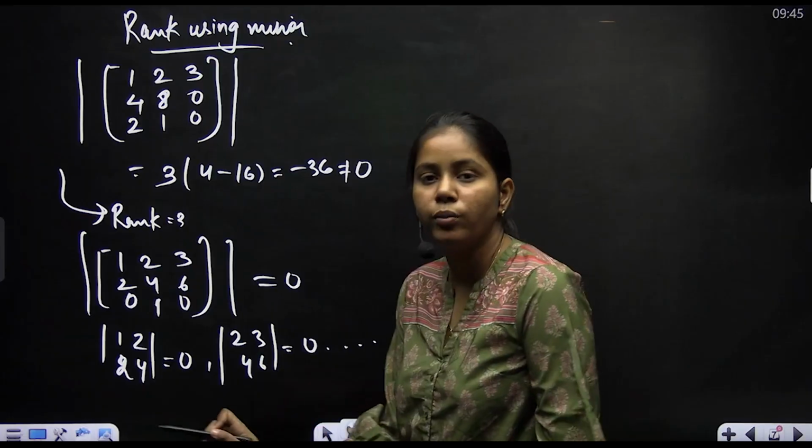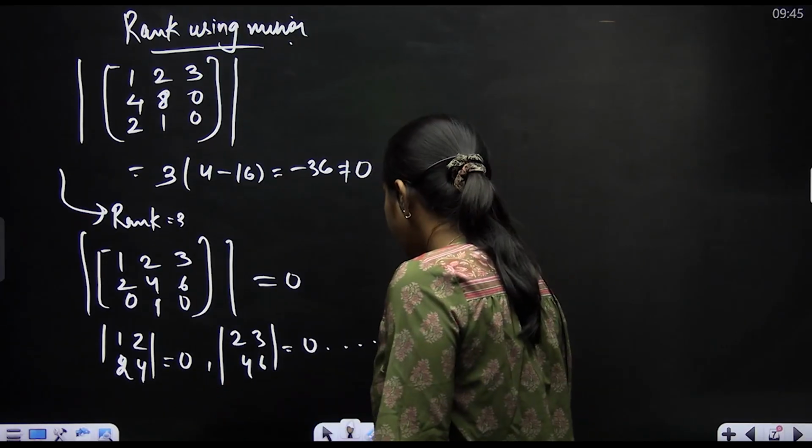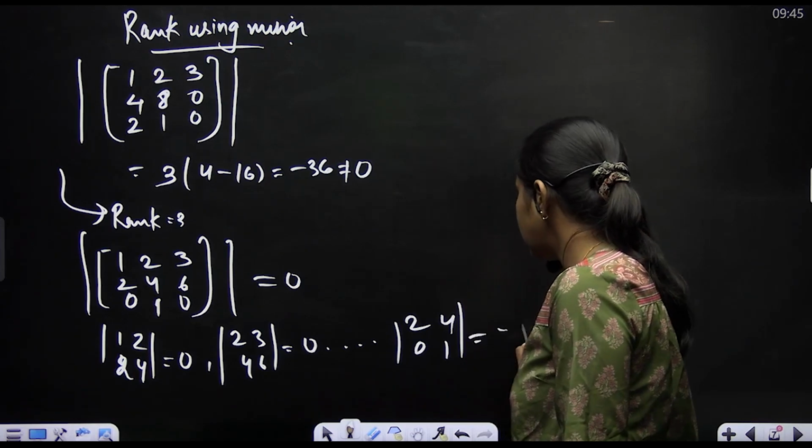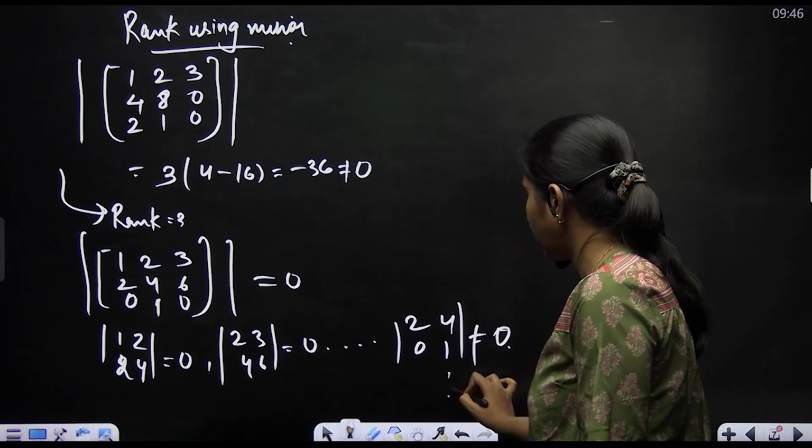If you are getting 0 for the first and second, you do not need to stop here. I'll check for another one. 2 4 0 1. This is not equal to 0. So that's why the rank is equal to 2.